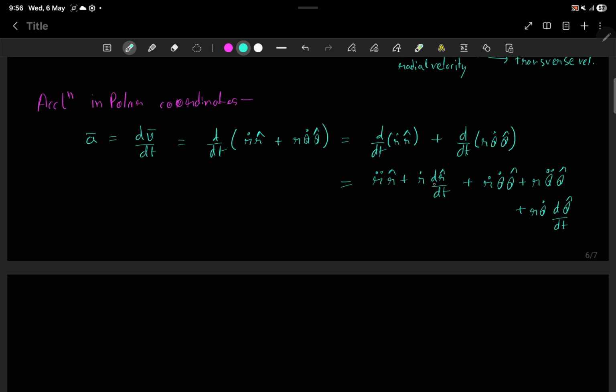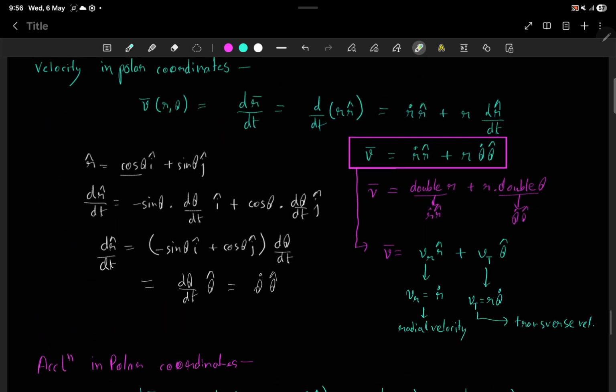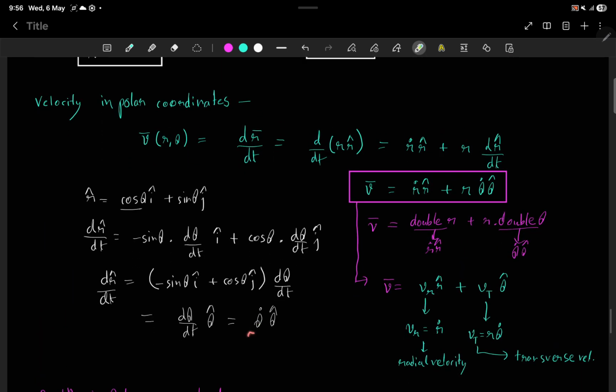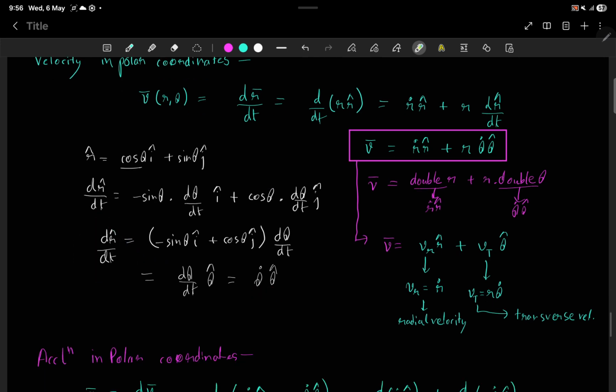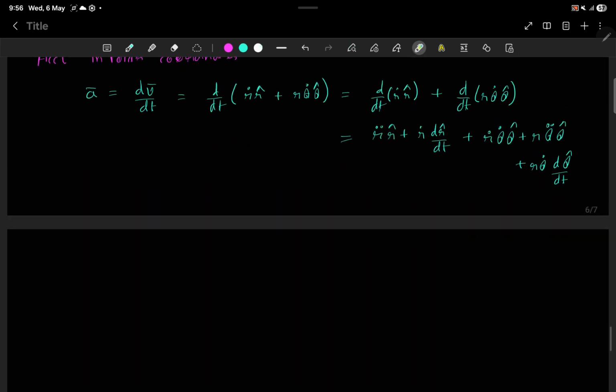So if I can group these, again you are getting this term. What was this term? This one was theta dot theta cap, from here. So I can write it as theta dot theta cap. So r double dot r cap plus r dot theta cap plus r dot theta cap plus r theta double dot theta cap plus r theta dot.